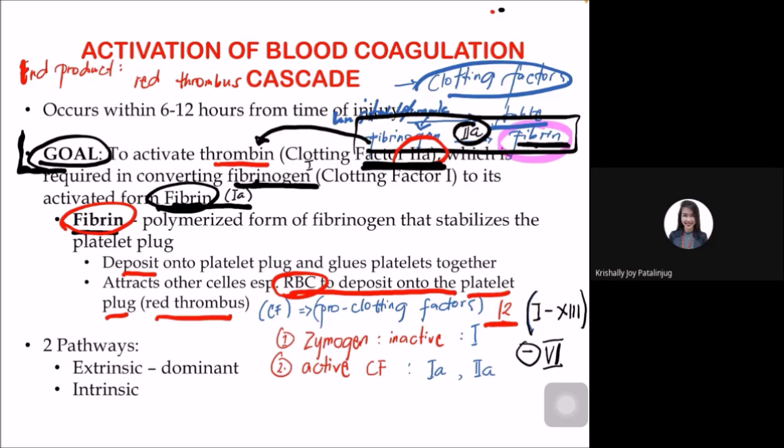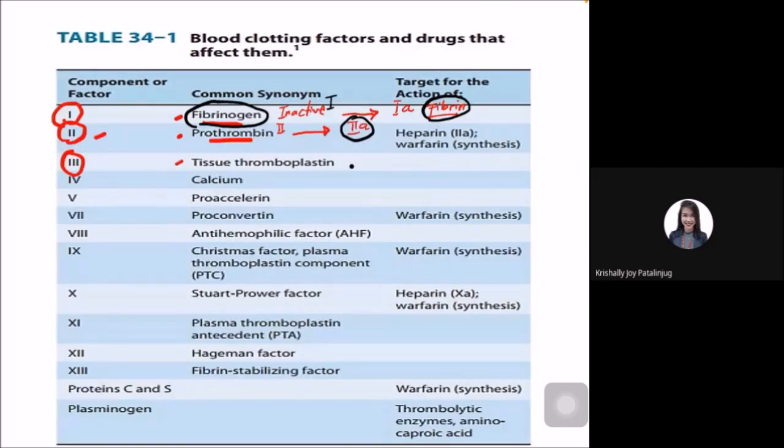And then, take note of tissue thromboplastin. This will be mentioned also later. Okay? Tissue thromboplastin is the common synonym of clotting factor 3. Okay, so ito yung mga clotting factors that you have to remember nga related siya sa drugs. Okay?